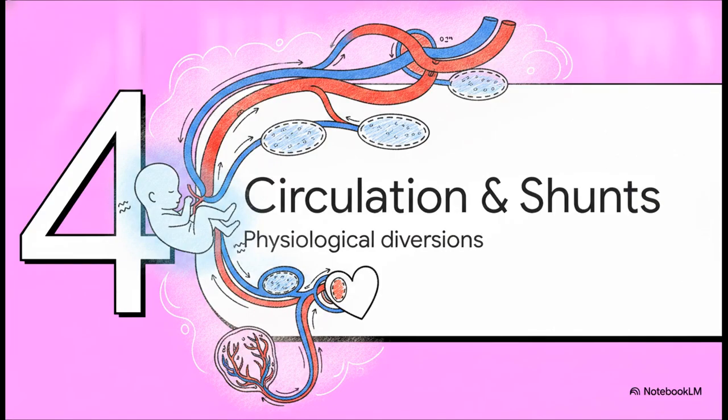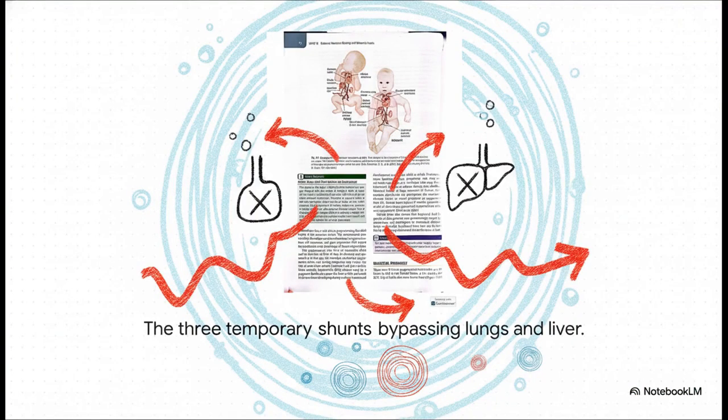That brings us to Section 4, Fetal Circulation and Shunts. Okay, grab some coffee because we have arrived at perhaps the most complex and heavily tested system we will cover today, fetal circulation. This is essentially the story of how the fetus gets oxygen without actually breathing air. It's a circulatory system built entirely on physiological diversions.